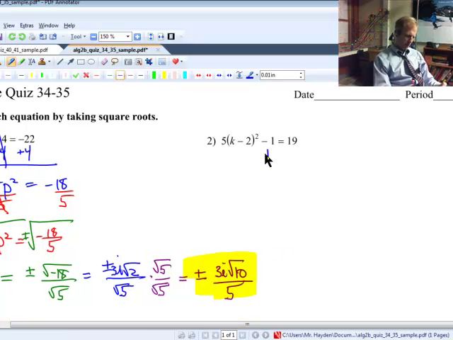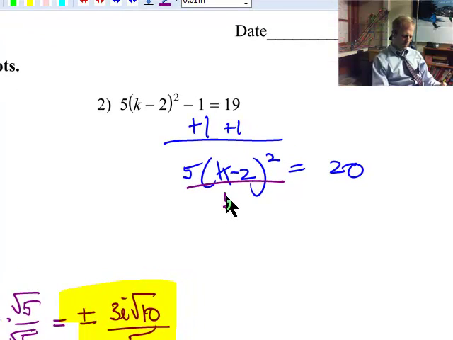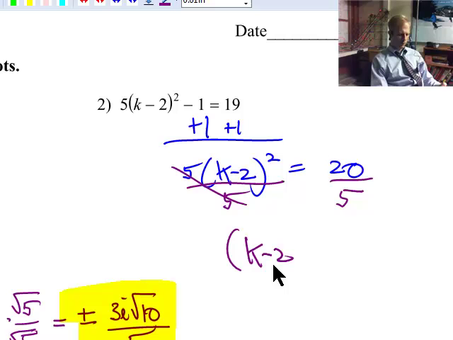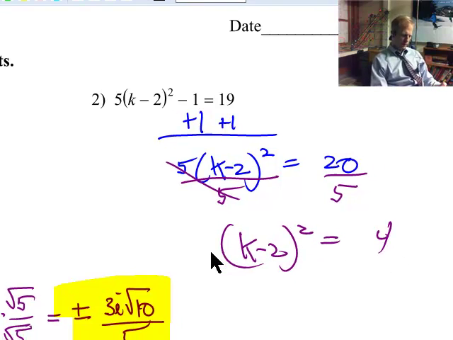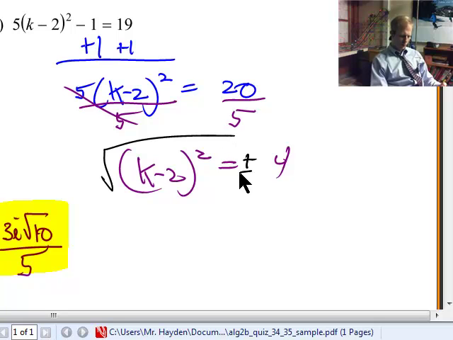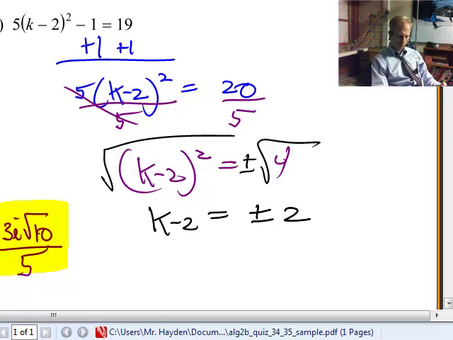In the next problem, I'm going to add 1 to both sides. Gives me 5 times k minus 2 squared equals 20. Then I divide by 5. Gives me k minus 2 squared equals 4. Now I'm ready to do plus minus square roots. Gives me k minus 2 equals plus or minus 2.